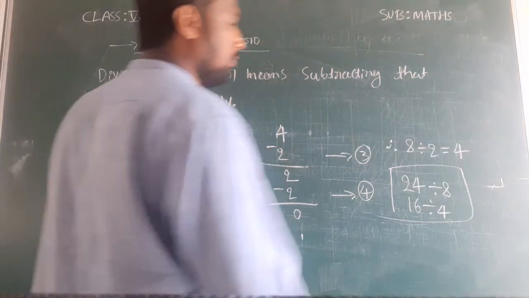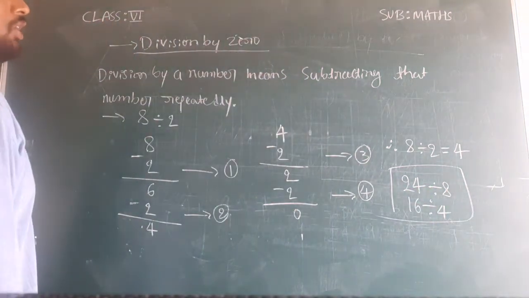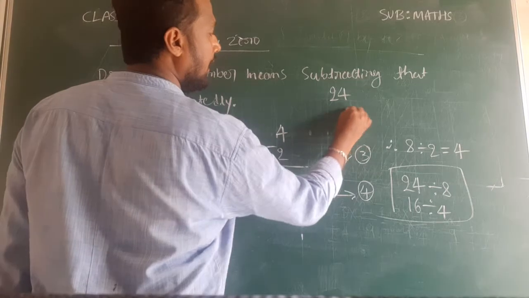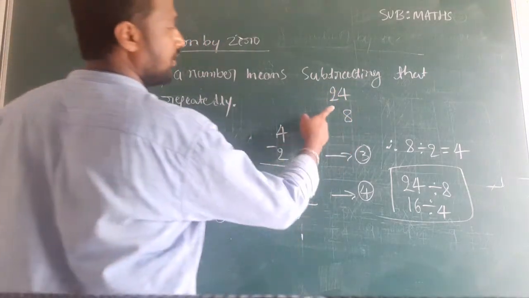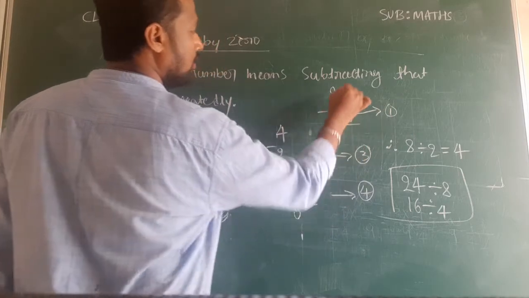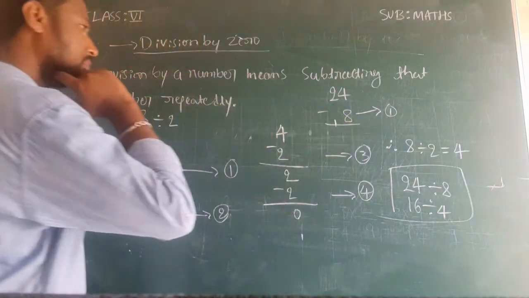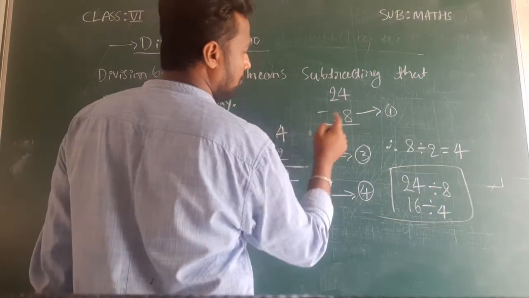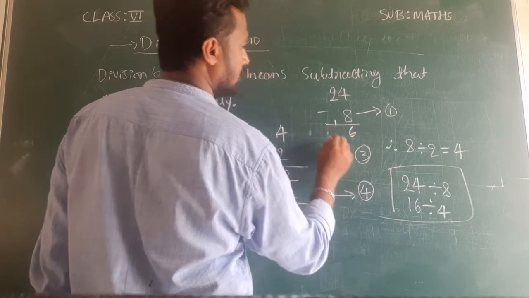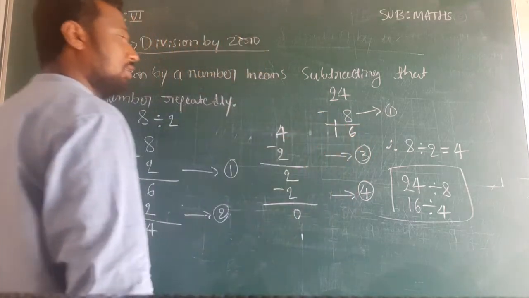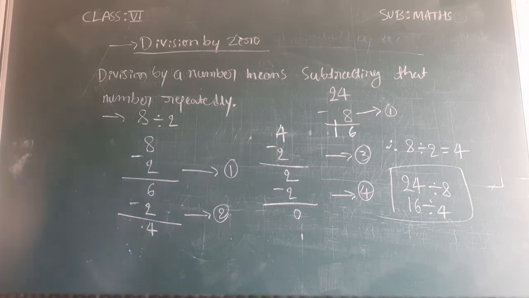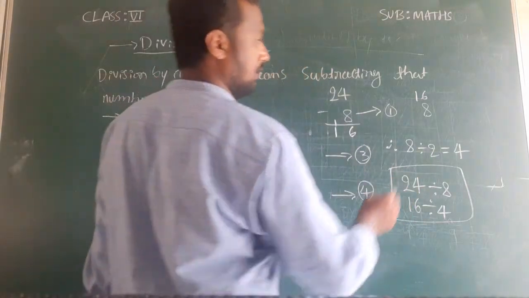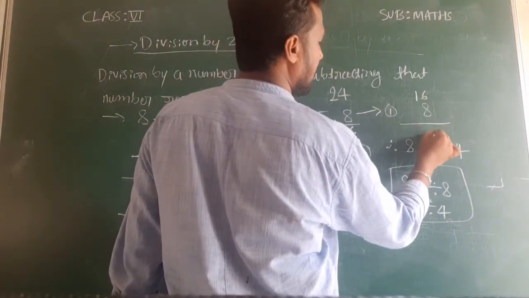Like this only, try to solve 24 divided by 8. 24 divided by 8 means you have to subtract 8 from this 24. If you subtract the first time, what will you get? 24 minus 8: here it is not possible to subtract 8 from 4, so 14 minus 8 means 6, and 2 minus 1 means 1. So I will get 16 in the first step. Again you have to consider this 16 and subtract 8. 16 minus 8 means 8.